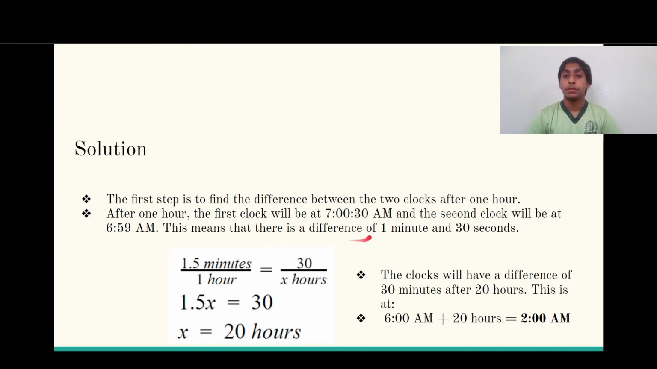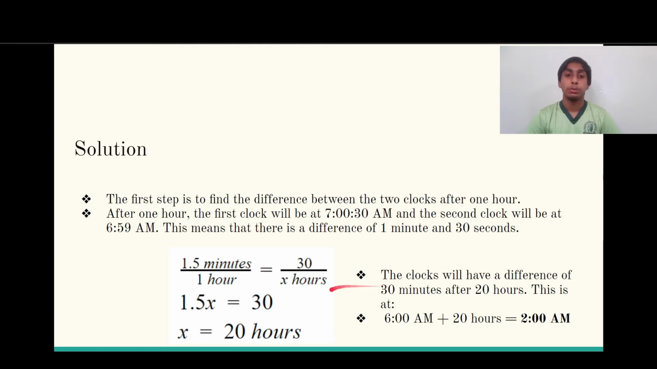This means that there's a difference of 1 minute and 30 seconds between the 2 clocks, because there's 30 seconds here and 1 minute difference here. So when you add them up, you get 1 minute and 30 seconds. So 1.5 minutes is the difference we see in 1 hour, and we want a 30-minute difference. So how many hours will that take? Then we can just do our cross multiplication. So 1.5x is equal to 30. And when we solve for x, we get x equals 20 hours. So the clocks will have a difference of 30 minutes after 20 hours. Now this is at 6 a.m. plus 20 hours, which is 2 a.m. So that one was not too hard.